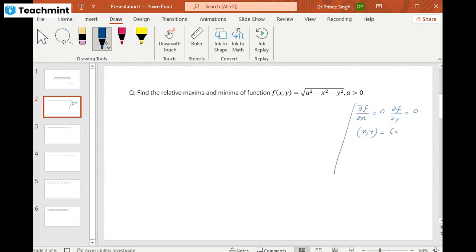So if this is a point (a, b), then based on that, we calculate the second order derivative with respect to x at the point (a, b), and we name it r. We calculate the second order derivative with respect to y at the point (a, b), and we name it t. And the second order derivative with respect to x, y at the point (a, b), we name it s.